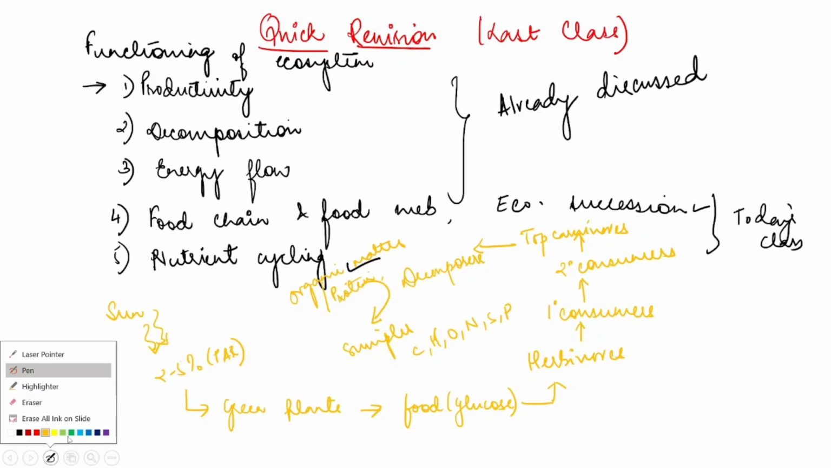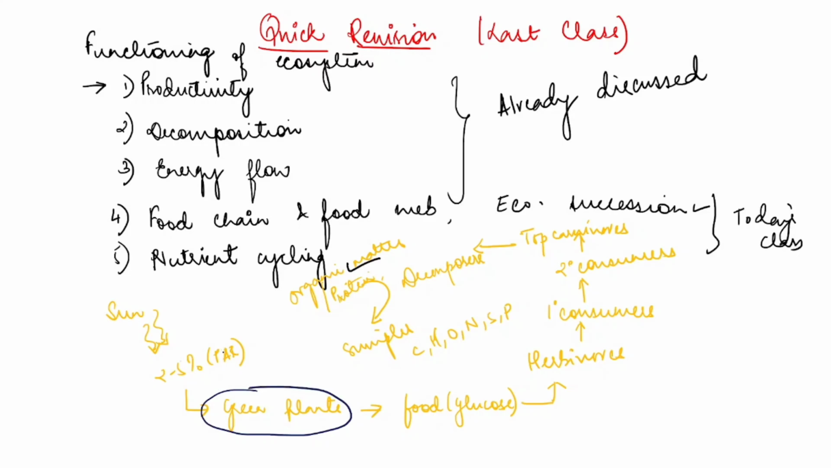And here, if we divide this cycle into certain parts, we will come across all the points. For example, the sun rays are absorbed by green plants to produce food. 2 to 5% of photosynthetically active radiation is utilized by the green plants to produce food. So whatever biomass is synthesized by the plants, we call the gross primary productivity. Whatever organic matter or biomass is produced by green plants, we call the GPP, that is gross primary productivity, right?